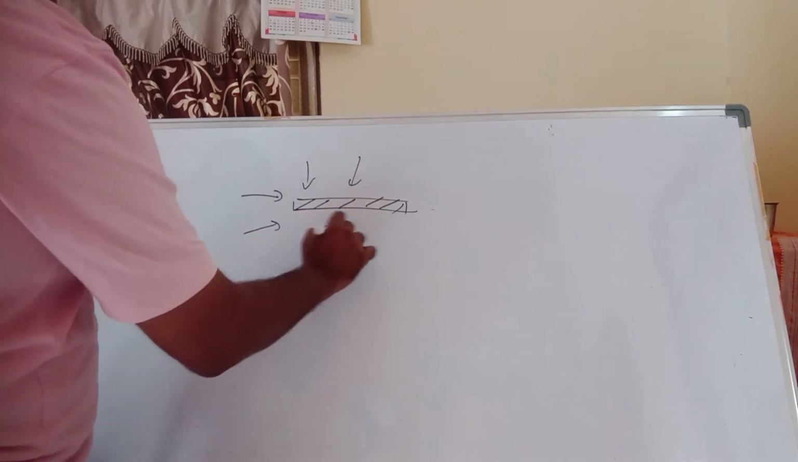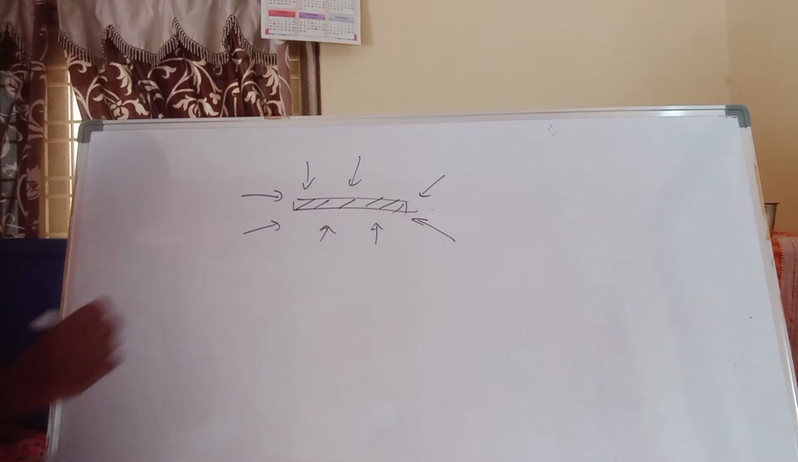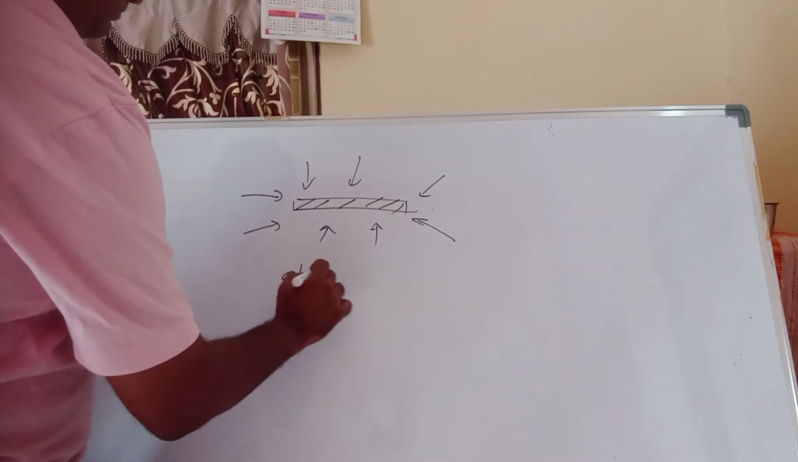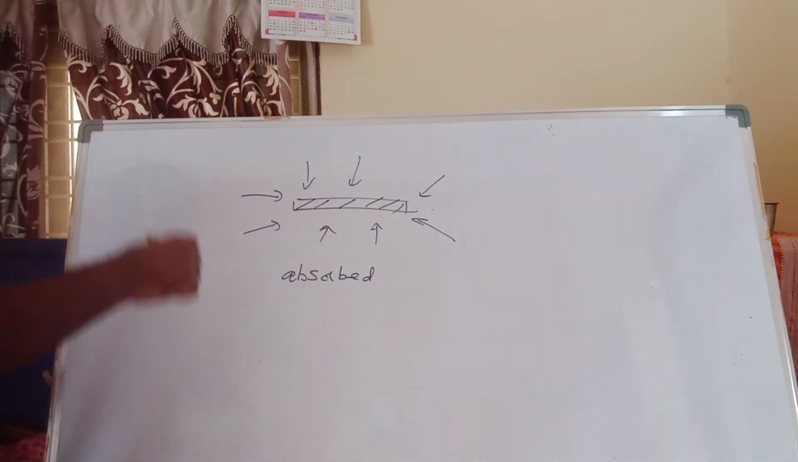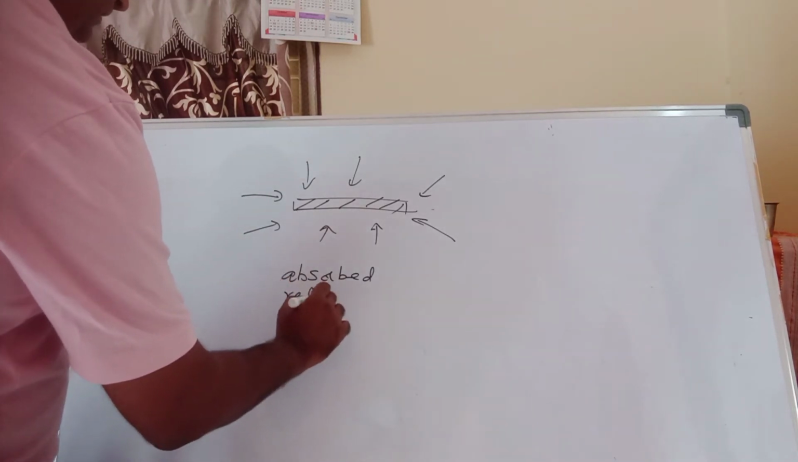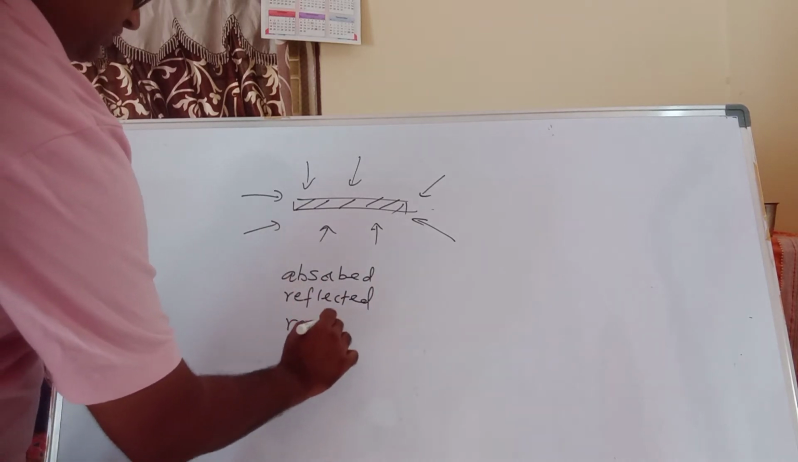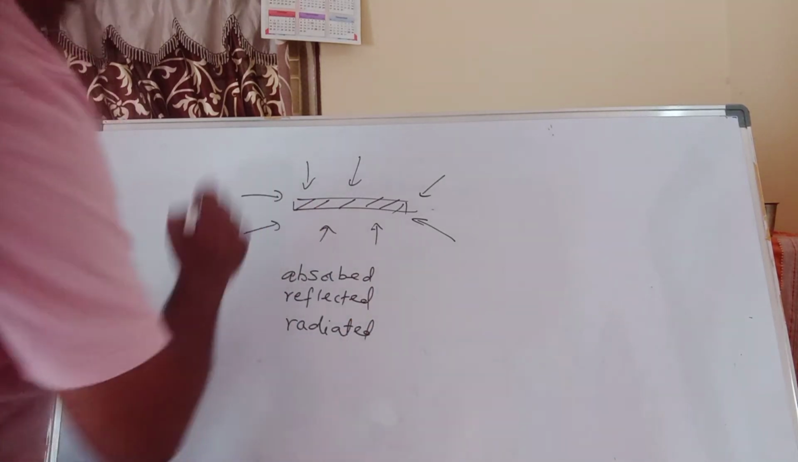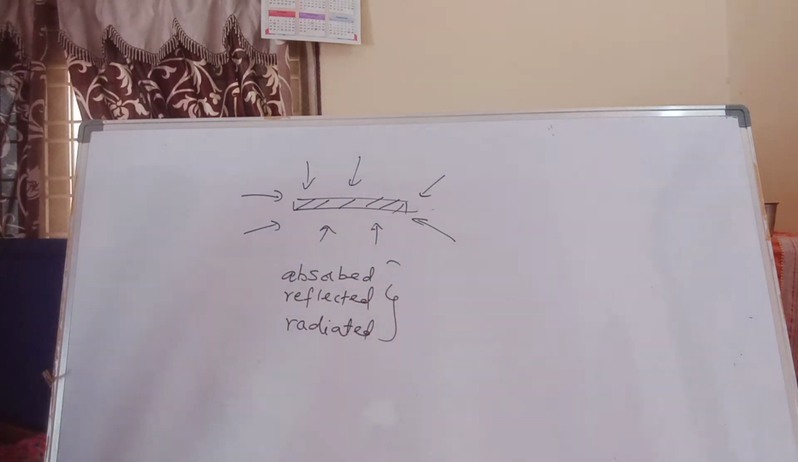You give heat to the object. Basically what happens is some heat is absorbed by the object, some is reflected by the object, and some part is radiated by the object. These three modes happen actually. You take any object, you take a piece of iron, you give heat to it.